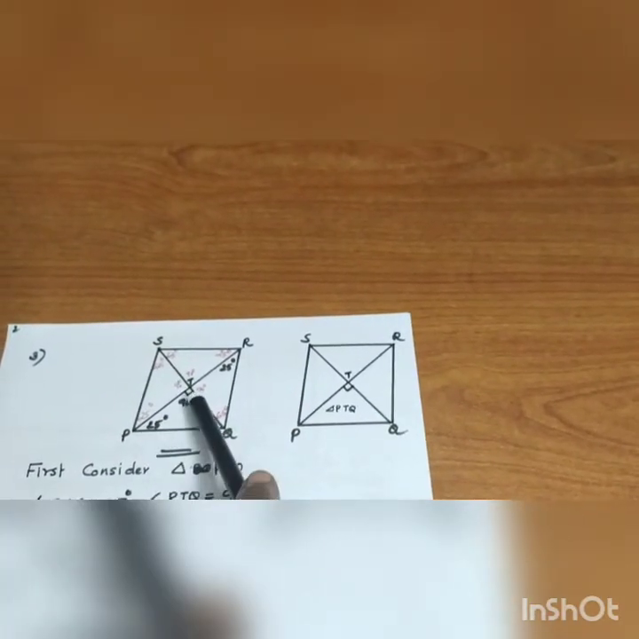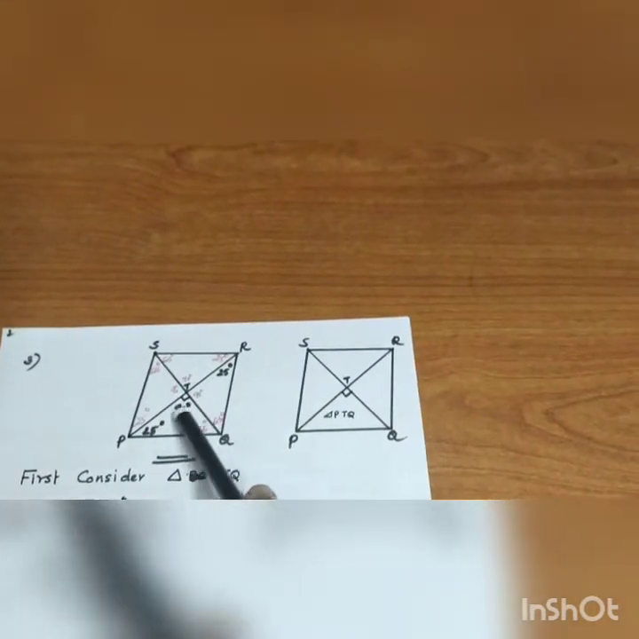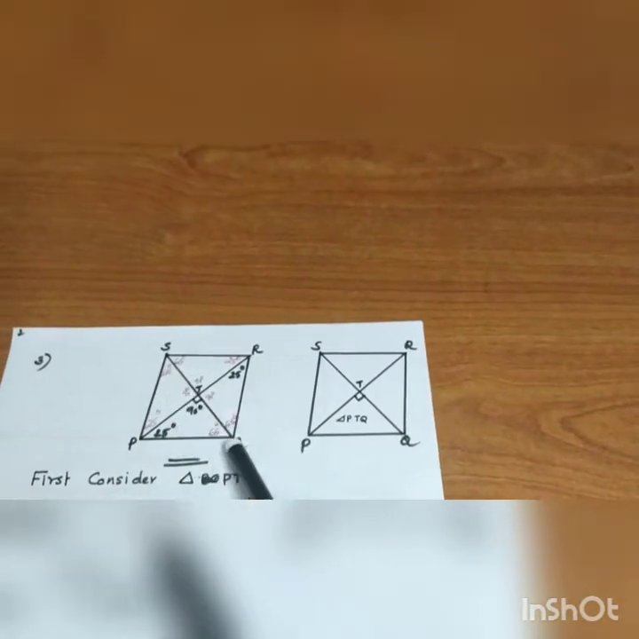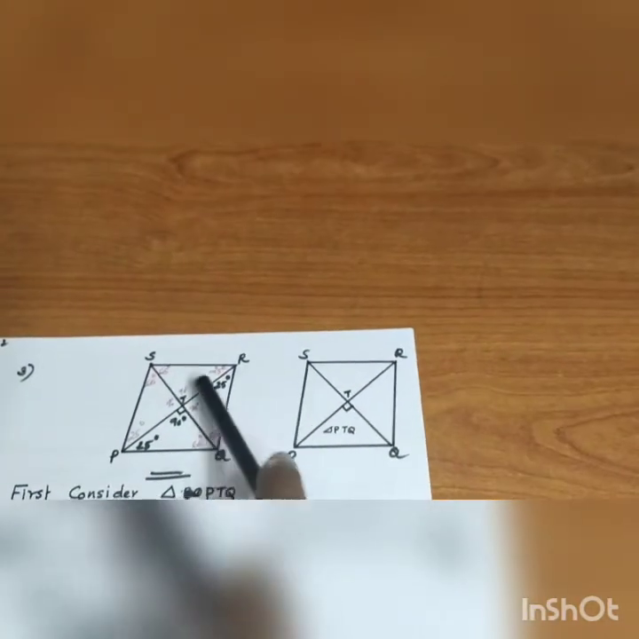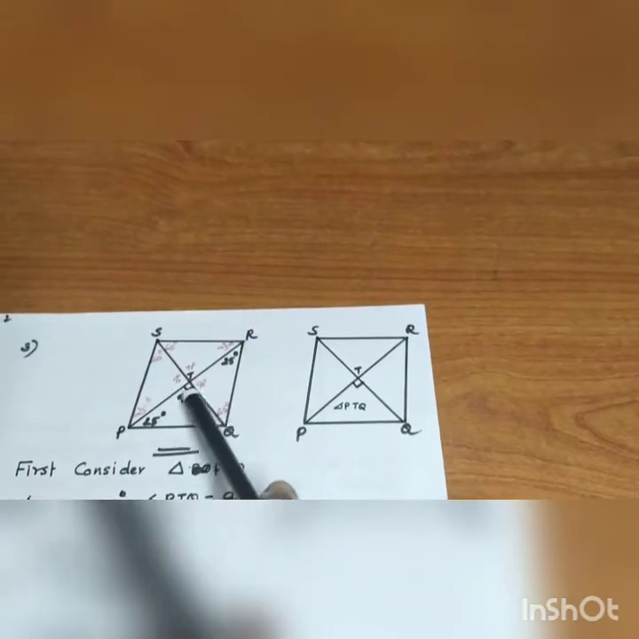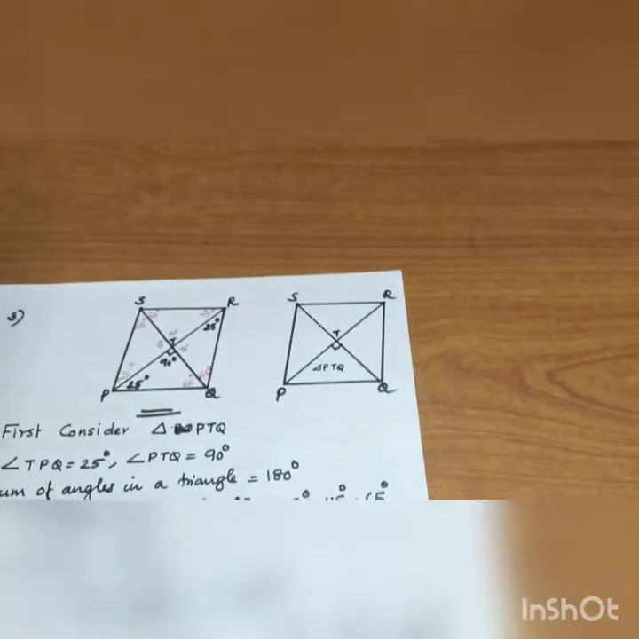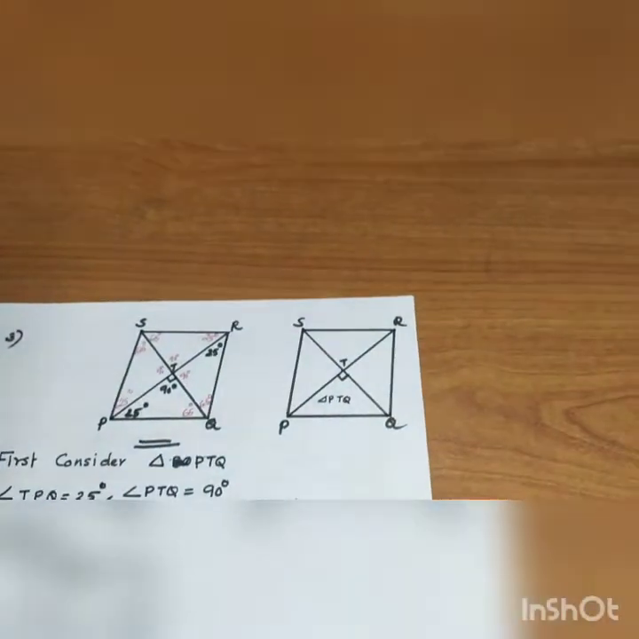They cross each other and the given angles are marked as black letters. That is 25 degree, this is 90 degree and this is 25 degree. All the angles here are 90 degree because the diagonals are perpendicular to each other. Both the diagonals are perpendicular to each other. Therefore, all the angles formed here are 90 degree. Then find out the other angles.